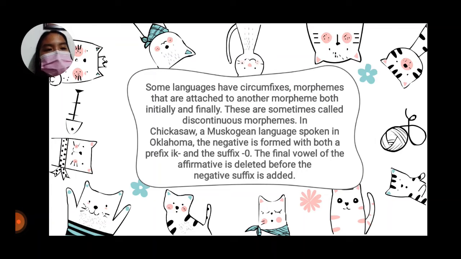Some languages have circumfixes, morphemes that are attached to another morpheme both initially and finally. These are sometimes called discontinuous morphemes. In Chickasaw, a Muskogean language spoken in Oklahoma, the negative is formed with both a prefix ik- and the suffix -o. The final vowel of the affirmative is deleted before the negative suffix is added.